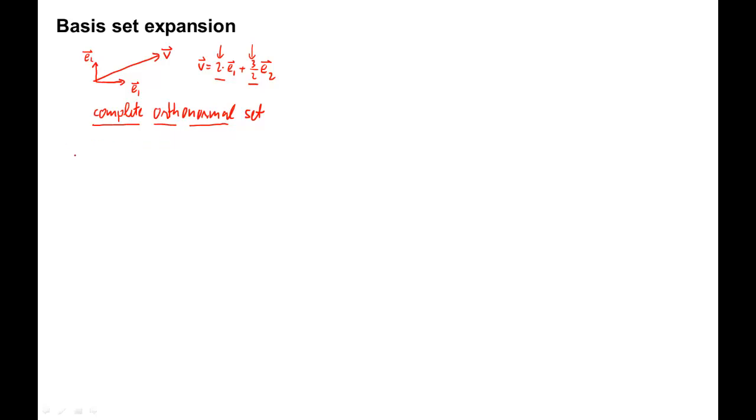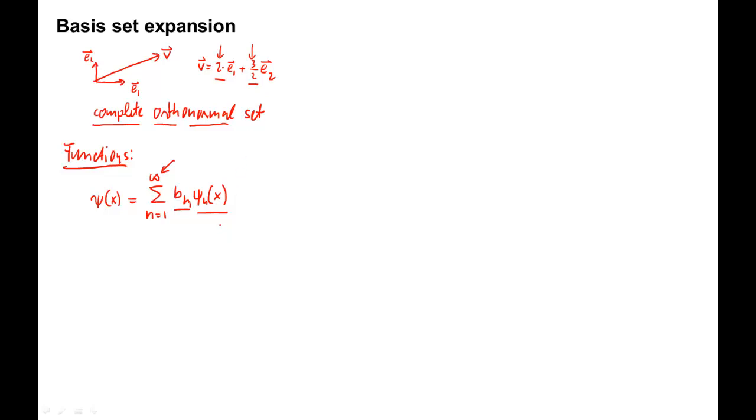The same concept can also be used for functions. A well-behaved function can be represented as a linear combination of basis functions, as long as the set of basis functions is complete. For example, psi of x can be represented as a sum over n equals 1 to infinity of bn times psi n of x. Psi n are the basis functions, and bn are the expansion coefficients. Note that generally we will need an infinite number of basis functions, unlike the 2D vector example, where we only needed two basis functions.